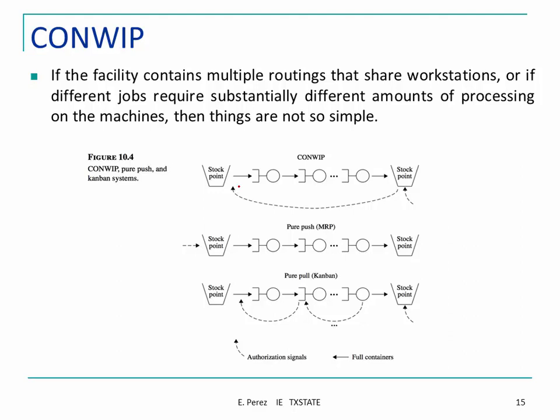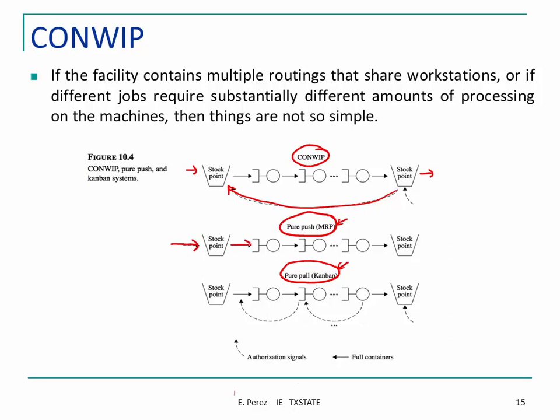On this particular figure here, what we are doing is just comparing the three protocols: CONWIP, the pure push, and the pure pull. Remember that push is based on MRP and pull is based on the Kanban system. And again, the idea is to see how these three protocols are different. So again, CONWIP will allow entering a new job when a job departs the system. So you're going to send a signal back to the beginning of the line to introduce a new job to the manufacturing line. A pure push will basically push as many jobs or entities as possible.